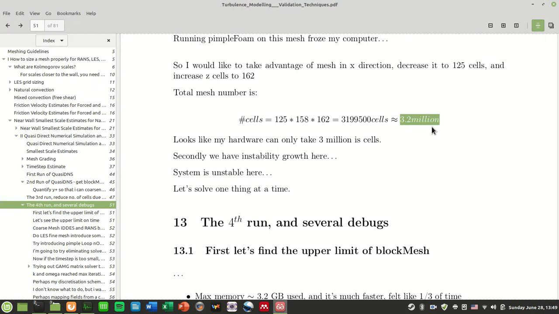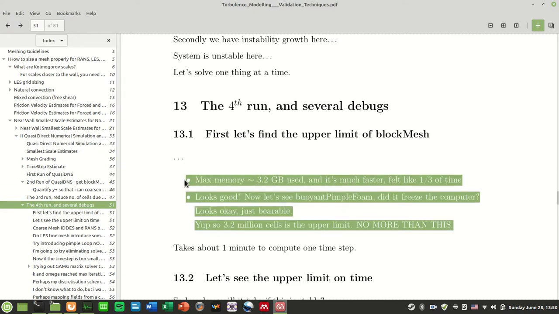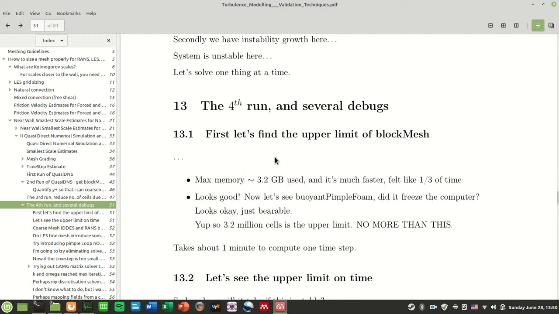Okay, so when I try to do that, I reduced the number of cells to 3.2 million cells. I find that this is basically the upper limit of what my computer can take using a Windows operating system. With the Windows operating system, about 3.2 gigabytes of memory will be used for the simulation. The rest of this 8 GB of RAM is used for all the random stuff that's being used in the background, which I really don't like. Therefore, I switched to Linux because it was so much more efficient.